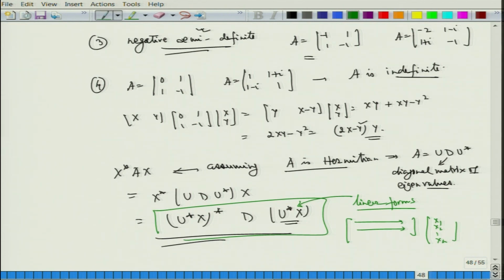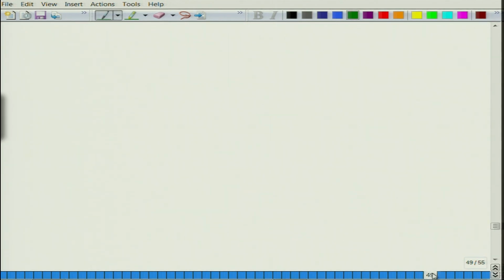Fine. So this is about the definitions and so on. Let us now concentrate slightly on what it means to say that A is a positive definite matrix or A is a positive semi-definite matrix and so on. Is that okay? So let's look at some theorems on this part. Theorem.